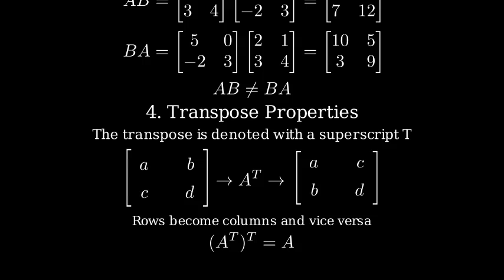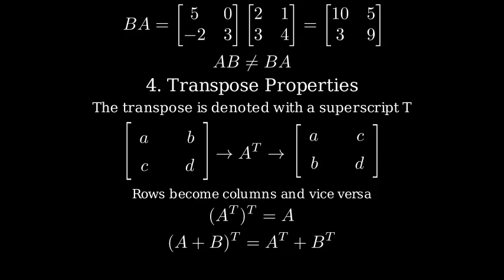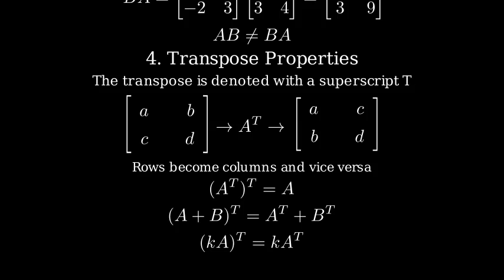Next, the transpose of a sum equals the sum of transposes. So, (A plus B) transpose equals A transpose plus B transpose. For scalar multiplication, (k times A) transpose equals k times A transpose. Finally, the transpose of a product has a special property. (A times B) transpose equals B transpose times A transpose, with the order reversed.